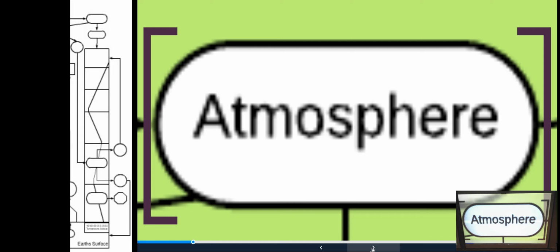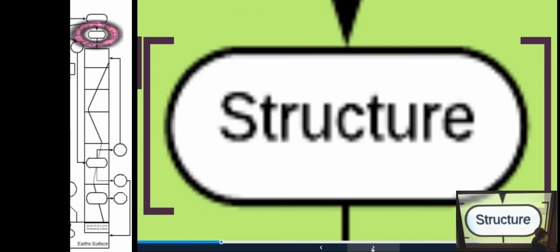So we start out with the atmosphere. What's the next one down? What do you think? Take a guess. Pizza. Okay, good. Yes, no. It's the structure. So we're going to look at the structure and how everything is layered in the atmosphere. We're going to go from outer space down to the surface.